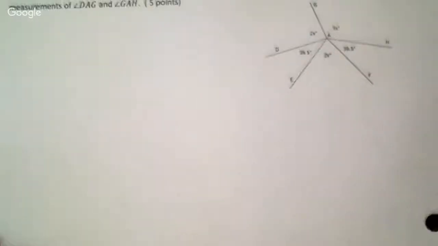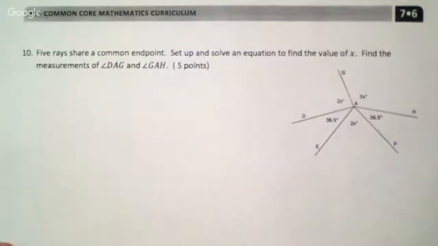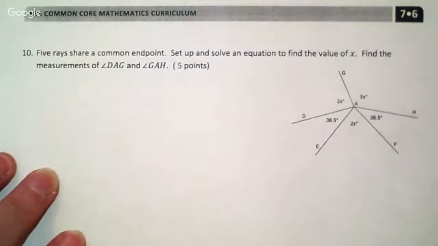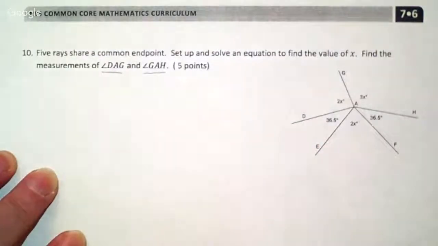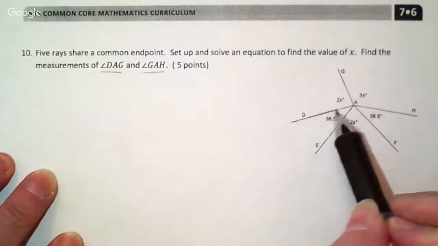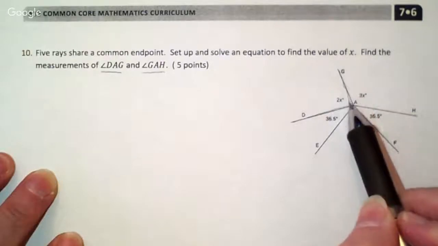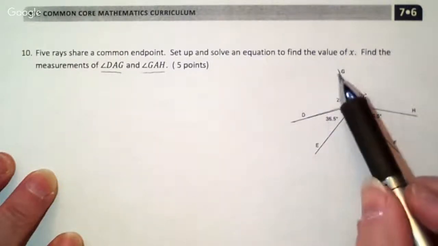Next, we have number 10. In which case here, now you got to be careful because we are finding angle DAG and GAH. So for here, we are finding angle DAG, which is right here, and angle GAH, which is right here.